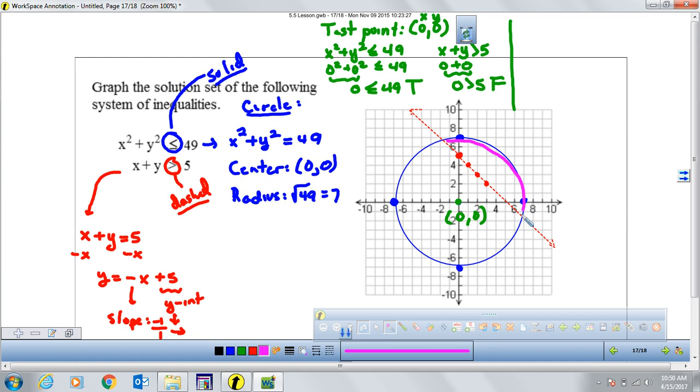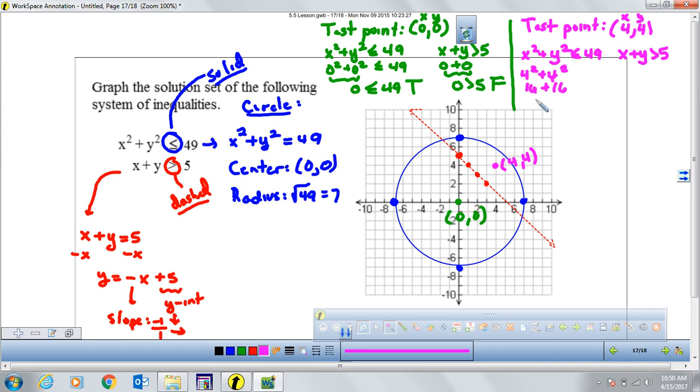Now I'm going to try this one on the top, to see if that one is a solution. You need to pick a point. So let's put (4, 4). That would be a good point. Anything that lies on this little piece. So I'm going to test (4, 4) in both of them. So x is 4 and y is 4. If I substitute a 4 here and a 4 here, that gives me 16 plus 16, which is 32. Is that less than 49, true or false? That is true.